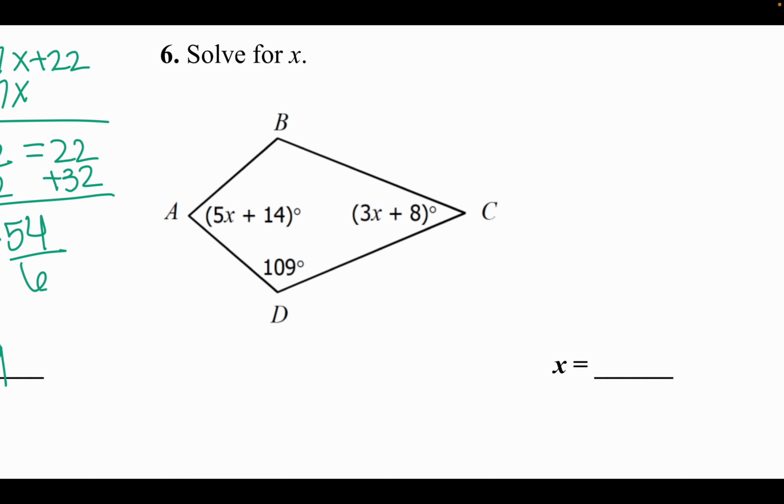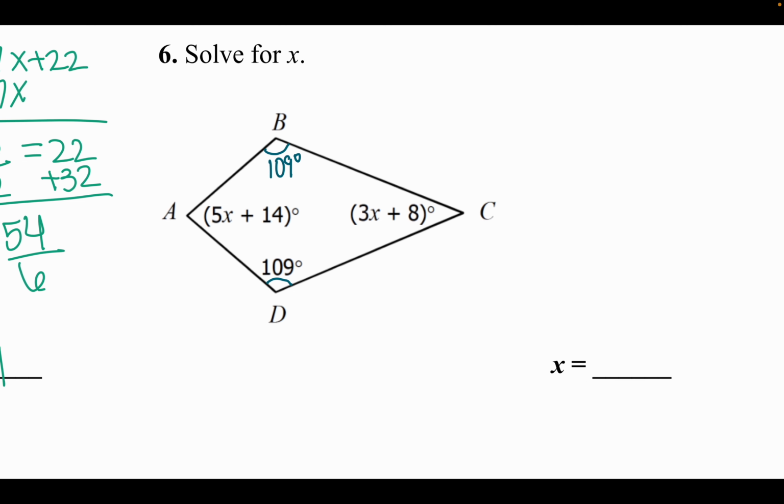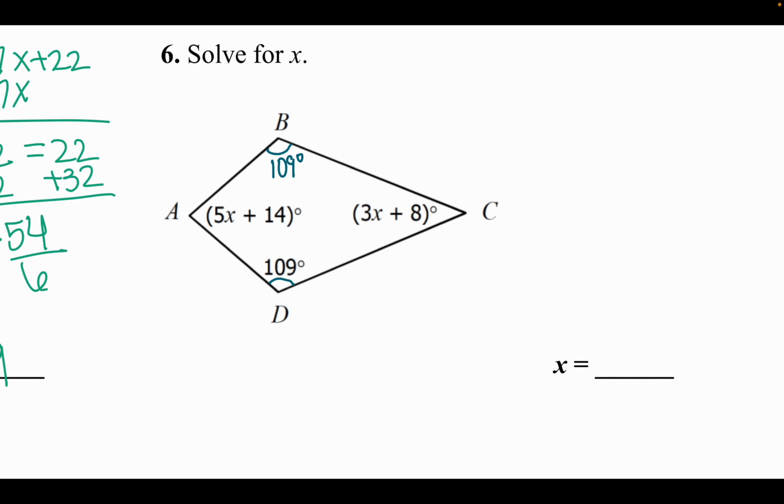And in this picture, we know angles B and D are congruent. So this angle is also 109 degrees. So I'm going to write out the whole long equation just so it's in your notes, but you can write the condensed version if you want. 5x plus 14 plus 3x plus 8 plus 109 plus 109 is equal to 360. That is the whole long equation.